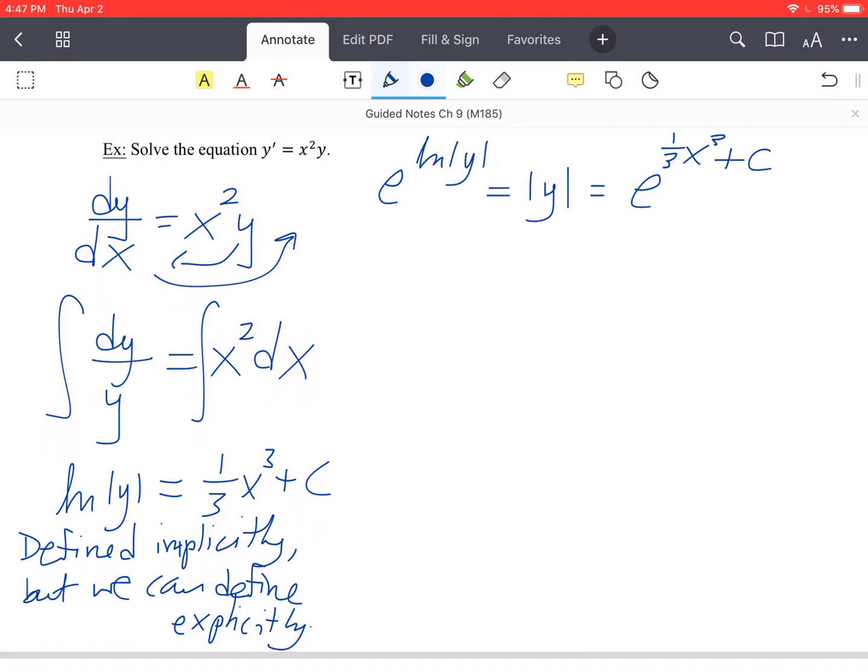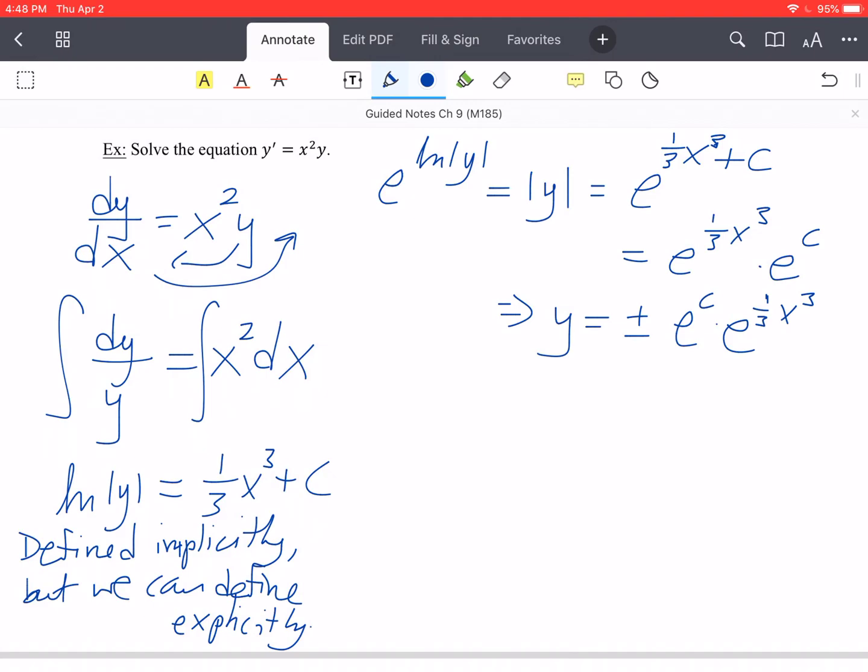And then this one, we can rewrite using the properties of exponents. So this would be e to the 1/3 x cubed times e to the c. Because again, with those exponent properties, when you add the powers, that's the same thing as multiplying the bases. So we're going to get y equals plus or minus, because we got rid of the absolute value, e to the c times e to the 1/3 x cubed.